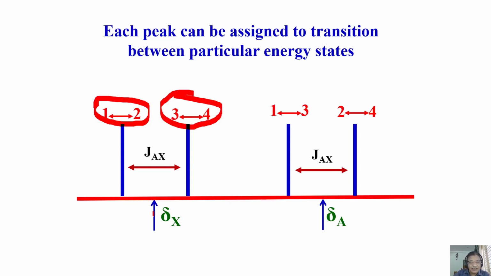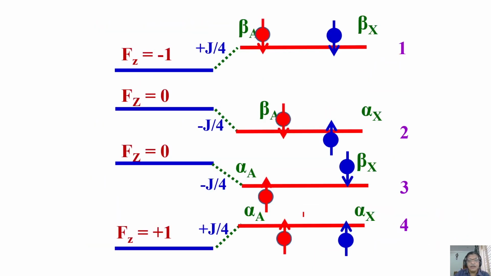So the center of this was the chemical shift of X. Now because of splitting, this moved to the right by J by 2, this moved to the left by J by 2. Let us look at A. Exactly whatever happened to X happened to the A spin also. Now go back. Here what is the transition between 1 and 2? 1 and 3 is A. Similarly, 2 and 4 is A.